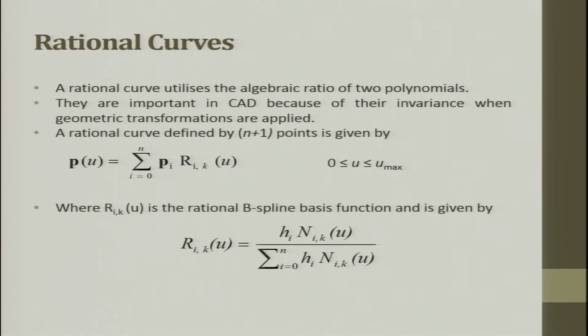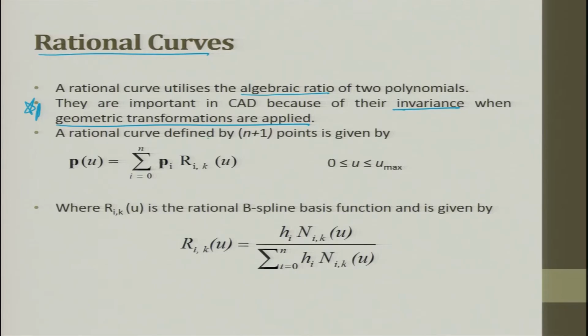of the applications. So, now what is happening, we found out that B-spline also has some difficulty. In order to get out of the difficulty, we went to rational curves. A rational curve utilizes the algebraic ratio of two polynomials. They are important in CAD because of their invariance when geometric transformations are applied. This point is very, very important. This brings a difference, or the advantage of B-spline on rational curves. Rational curves get this advantage.